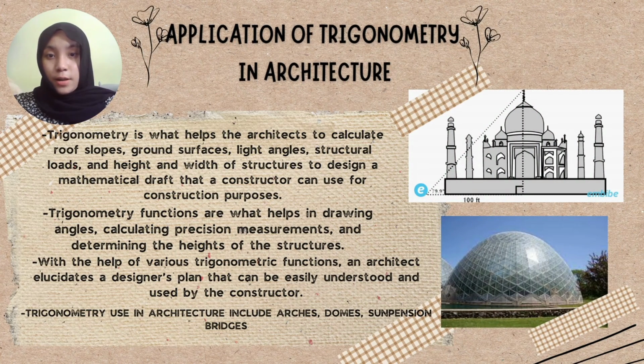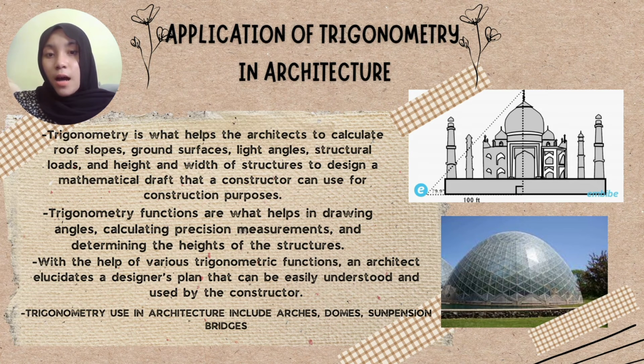Application of trigonometry in architecture. Trigonometry is what helps the architect to calculate roof slopes, ground surface, light angles, structural loads, and height and weight of structures to design a mathematical graph that a constructor can use for construction purposes.